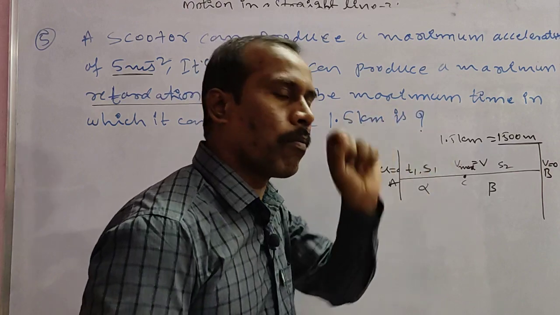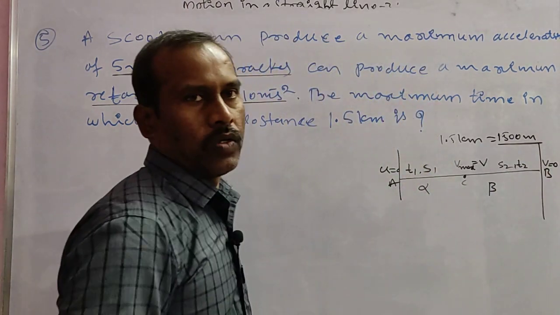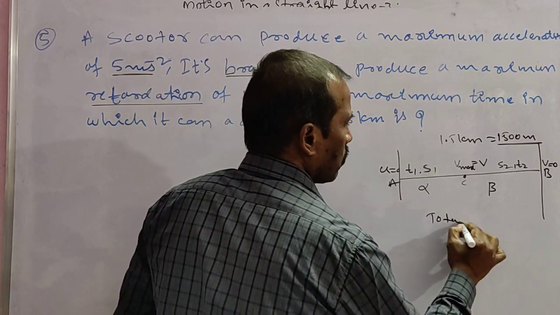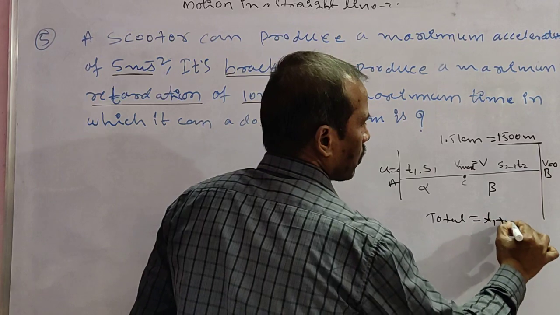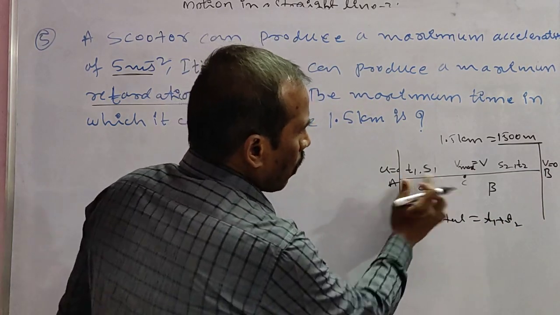Point B, for example, ending point. Time here T2. Now the total time is equal to T1 plus T2.